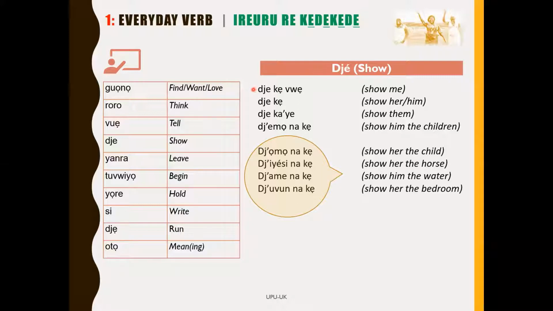Ge kere, show me. Ge ke, show him or her. Ge kaye, show them. Gemonake, show him the children. So as I said at the beginning, this is an example where we are fusing the verb and the subject.